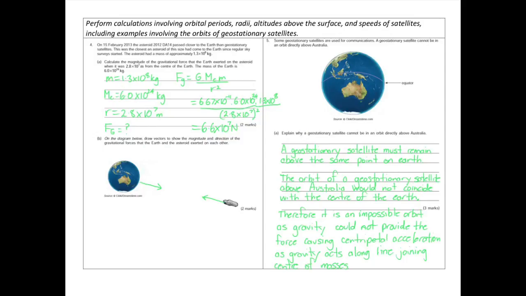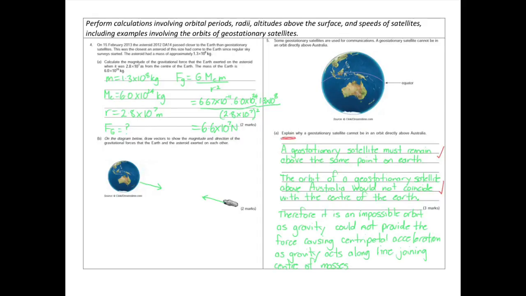Firstly, we're going to show that we understand what a geostationary satellite orbit looks like. A geostationary satellite must remain above the same point on Earth. The orbit of a geostationary satellite above Australia would not coincide with the centre of the Earth. So we're stating what the real problem is, and this is the point I think most people would get, or get similar to that. But then how do we explain that point?